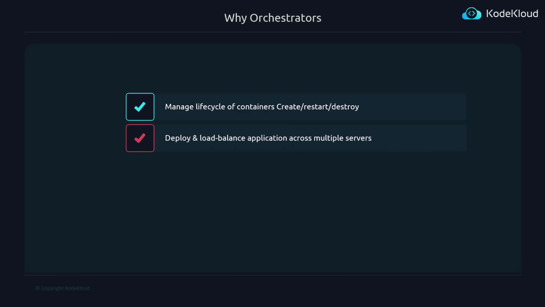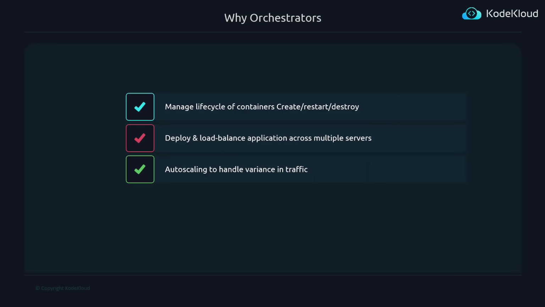Orchestrators are also responsible for deploying and load balancing the application across multiple servers. So if you're ever just working with Docker or Docker Compose, you're kind of limited to one server, but in reality, when you're deploying an application, you would never want to just deploy your application onto one server. That's going to create a single point of failure. You want to be able to distribute it across multiple servers so that if one goes down, the other servers can pick up the slack. And orchestrators just make this a lot easier.